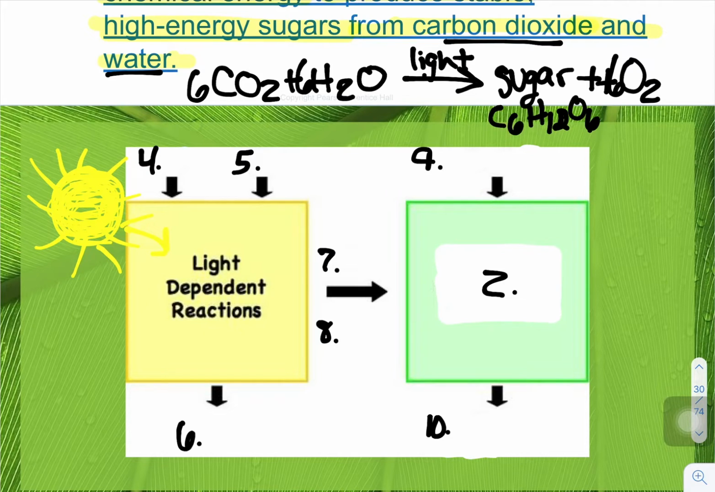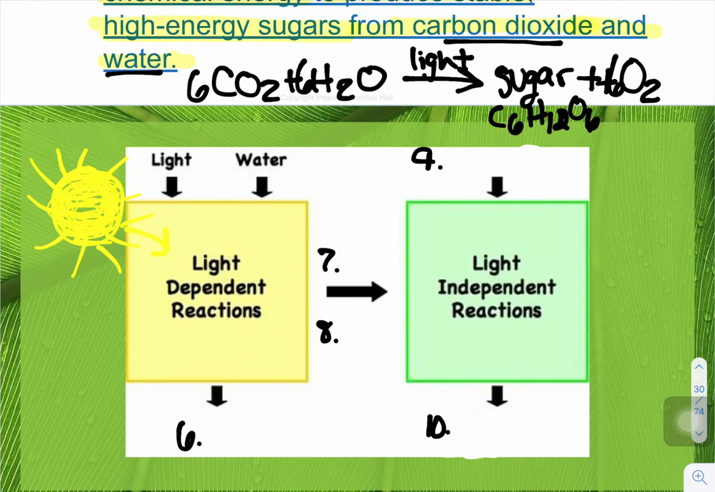Then once all that energy is charged up, we move on to the second phase of photosynthesis, number 2, over here, that can occur not with light, does not need light to occur, so it is called the, you got it, light-independent reactions. There is no number 3 on here, so let's skip over to number 4. Looking at the reactants, what we need to start our light-dependent reactions, and I drew a picture of it, light and water. Light and water are the first 2 things we need for our light-dependent reactions.